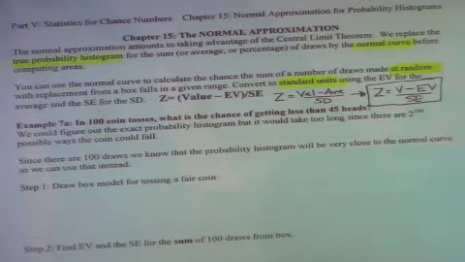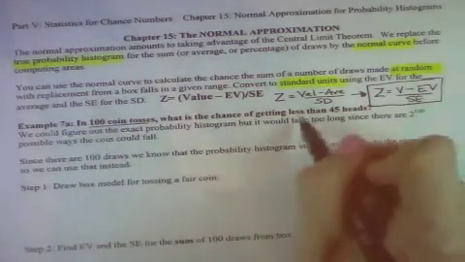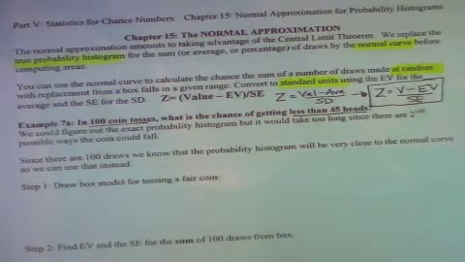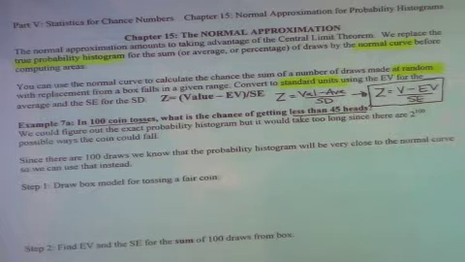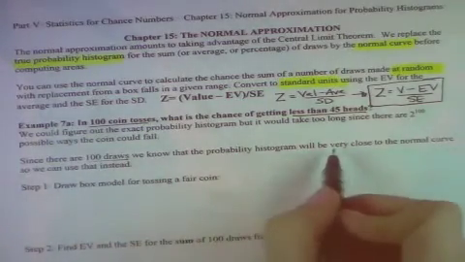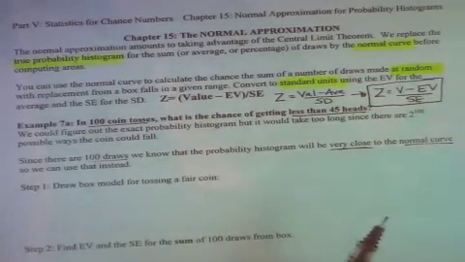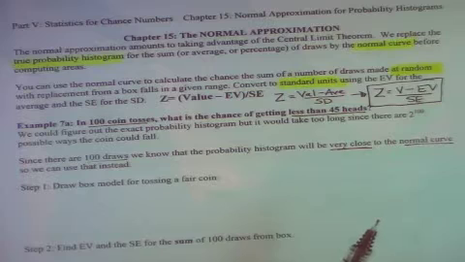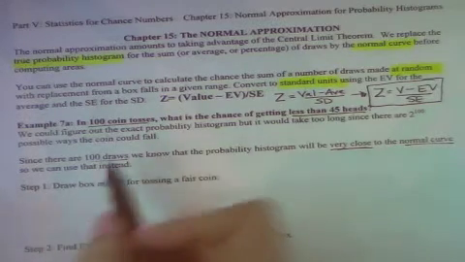Example 7a: in 100 coin tosses, what is the chance of getting less than 45 heads? So we're flipping a coin 100 times, and we want to find the probability that we get less than 45 heads, 45 or under, right? So let's hit this. Since there are 100 draws, we know that the probability histogram will be very close to that normal curve. So we can use that instead of having to sit here for another half hour generating our own probability histogram.